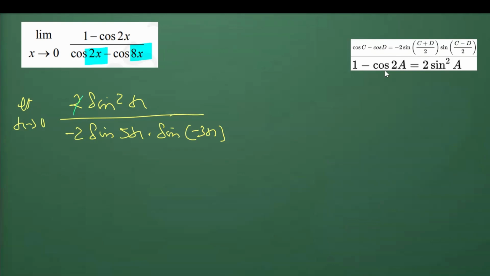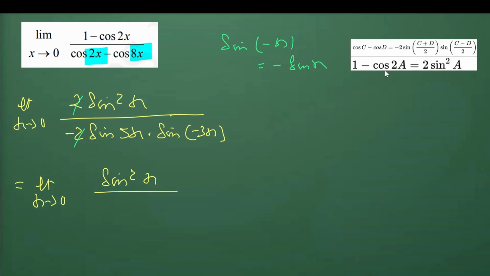Now what we know is that this 2 can get cancelled, and you should also remember that sine of minus x is minus sine x. So if I write this as minus 3x, that will influence this sign and it will become positive. So let's write down: this is equal to limit x tending to 0 of sine square x divided by, as I said, this minus and this minus will make it positive, so we'll get positive sine 5x dot sine 3x.